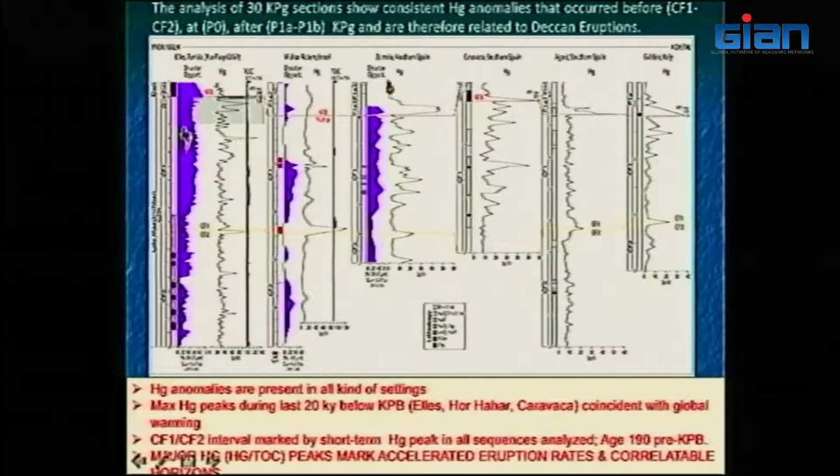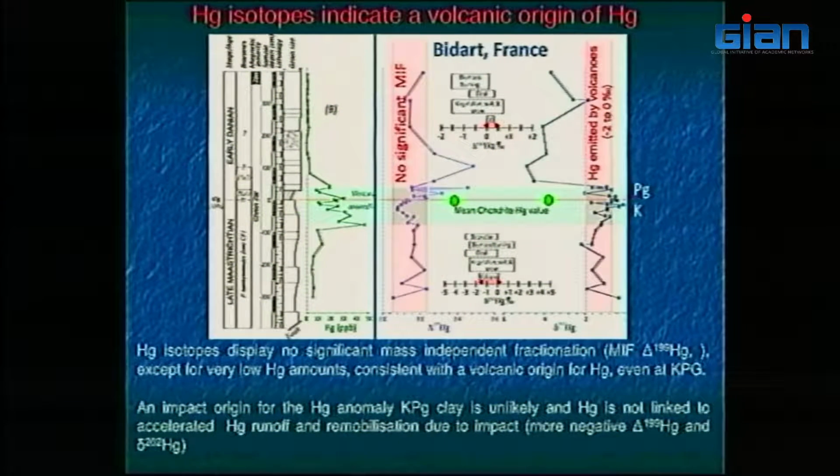The same in Spain here. The same in Israel here. You can see it. Here there is no anomaly at the KT boundary because there is a hiatus, there is no iridium layer. And the same in Elles as I presented. So we have major peaks which mark acceleration of the eruption rate and can be correlated with the Poladpur formation.